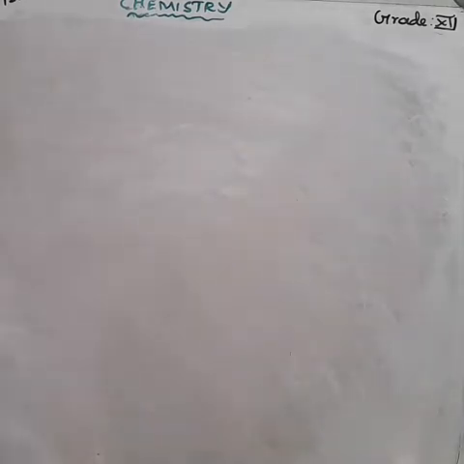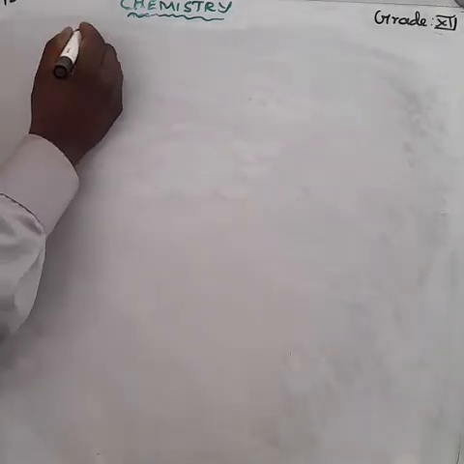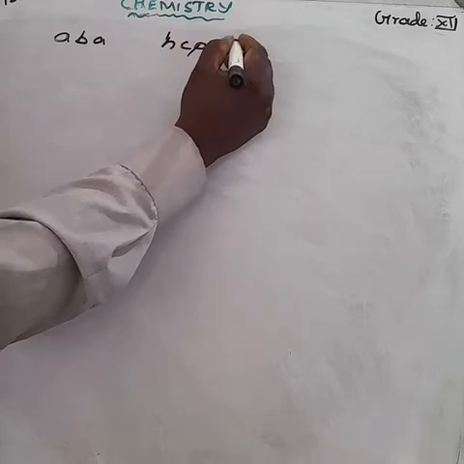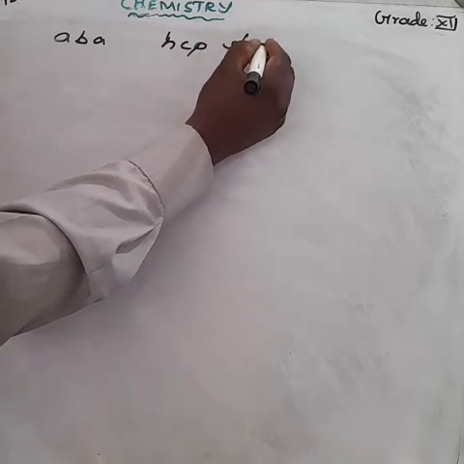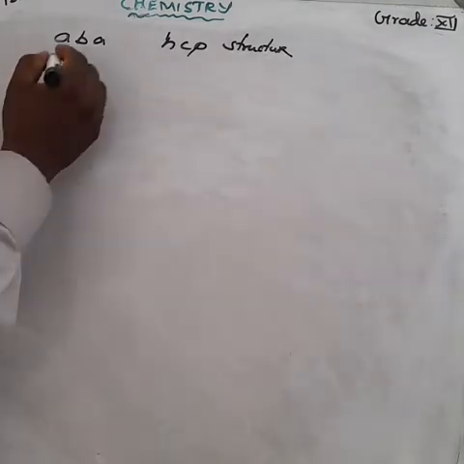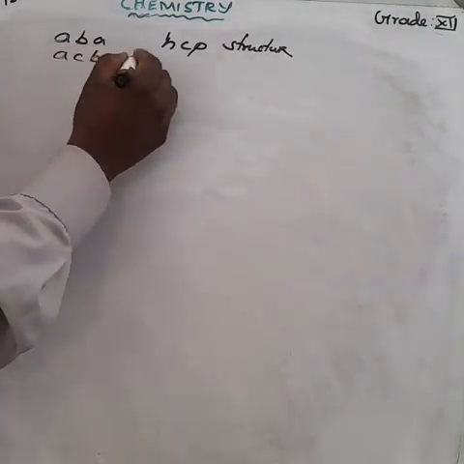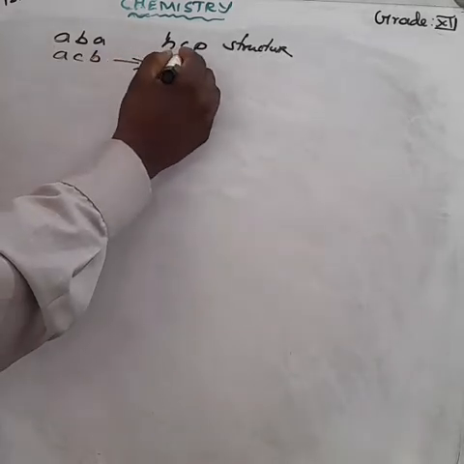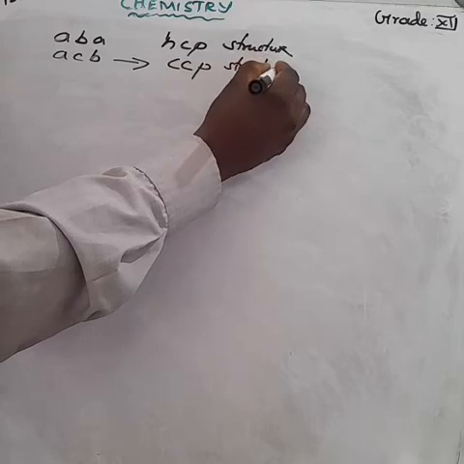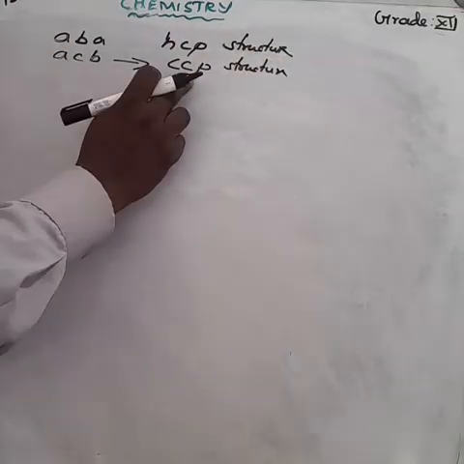Next we will discuss the formation of the third layer. There are 2 types. One is the ABA arrangement, which we call the HCP structure, hexagonal close packing. The second is the ABC arrangement, which we call the CCP structure, cubic close packing.